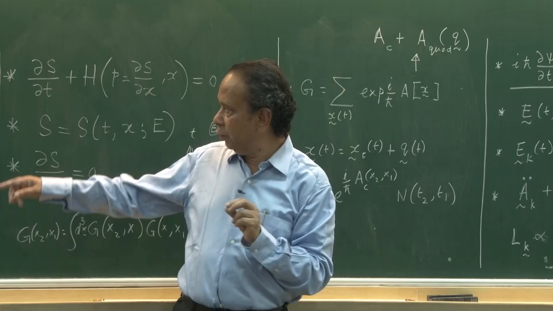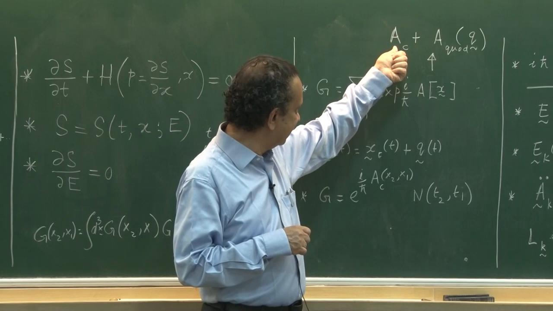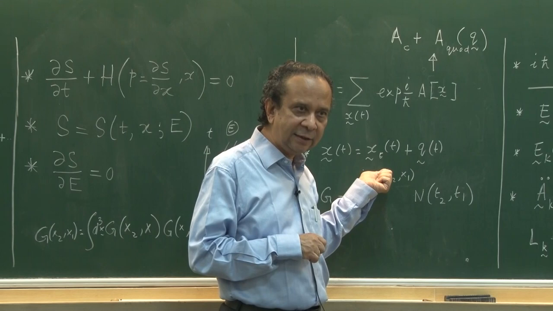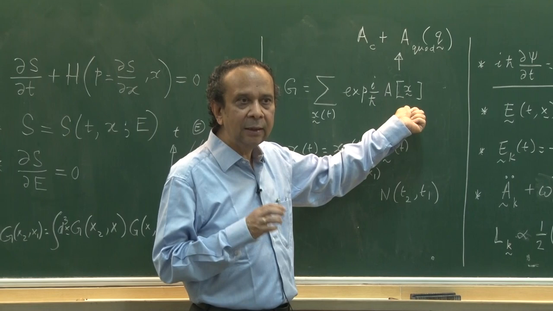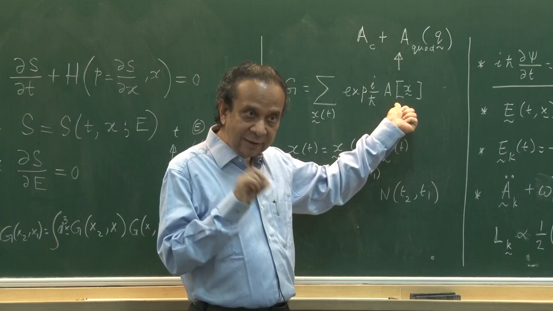See, this A_C and this x_C is not arbitrary. This is the classical path. It satisfies the Euler-Lagrange equation. So how did you derive the Euler-Lagrange equation? We said that when I vary this to linear order, A should not change. So if there is a linear term in it, it will change. Therefore, the linear term cannot exist. That is how it just goes away.